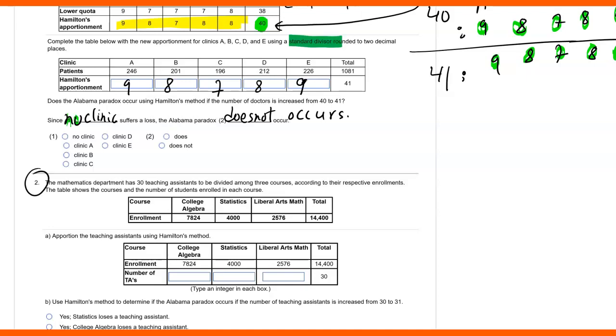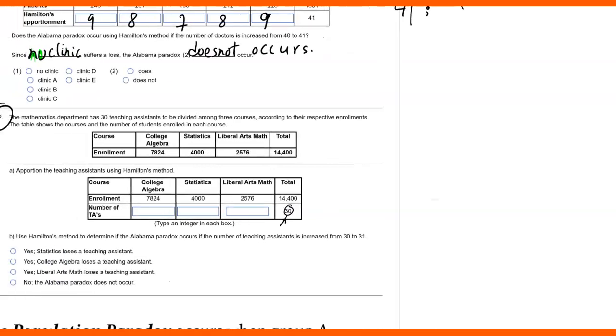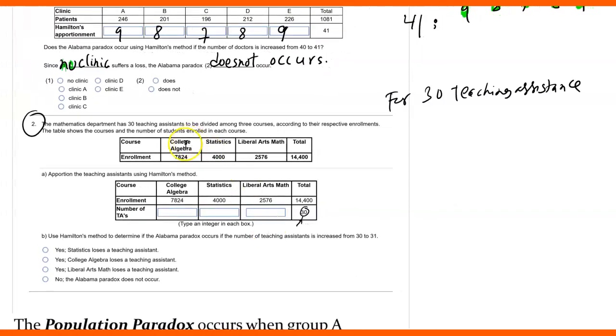Question number 2. The mathematics department has 30 teaching assistants to be divided among 3 courses according to respective enrollment. See, that's the table with 3 courses. And now let's answer the question. The teaching assistant using Hamilton method. Therefore, let's do 30 teaching assistants apportioned among, I'm sorry, 3 courses: college algebra, statistics, and liberal arts math.